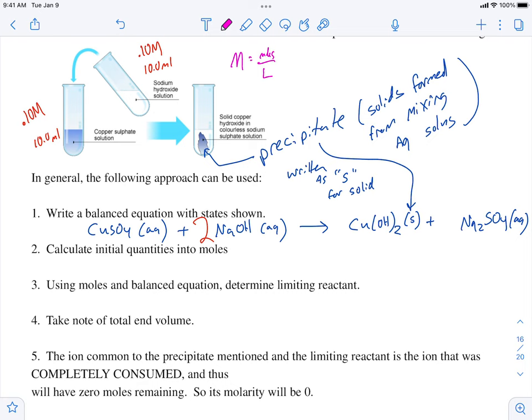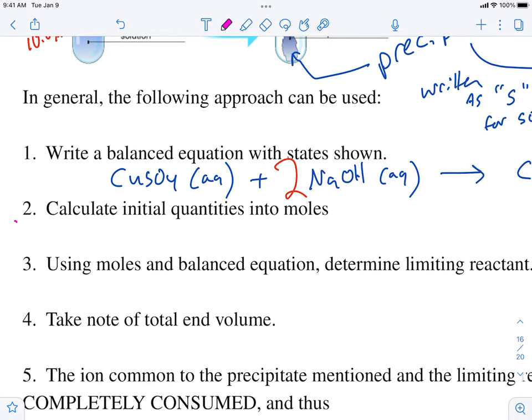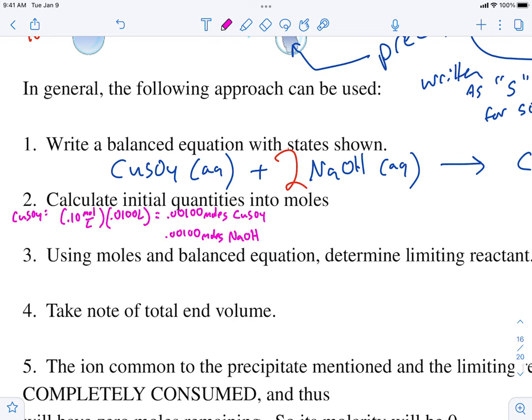For the CuSO4, we said there was 0.1 molar, and we said the volume was 10 milliliters, which in liters is 0.010 liters. So 0.1 times 0.01 is 0.001. You guys with me? And remember how the proportions were the same for the other reactant? It was 10 milliliters also, and it was also 0.1 molar. So it's safe to say that we have 0.001 moles of NaOH as well. We've got moles of both reactants.